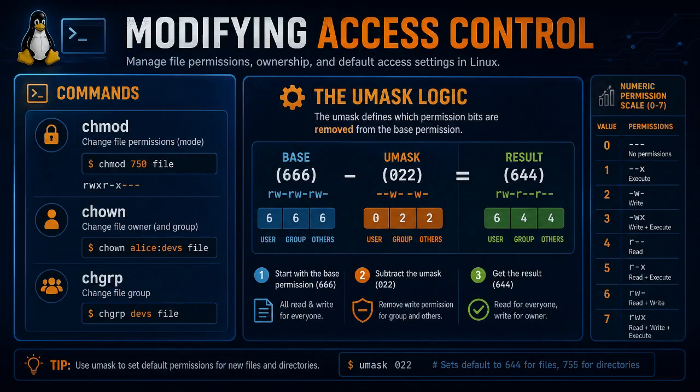One more piece that explains why new files never start out wide open. There's a umask value that gets silently subtracted from a default every single time something new is created. New files default to 666, new directories default to 777, and umask, commonly 022, gets subtracted from that. That's exactly why a fresh file usually lands at 644, and a fresh directory lands at 755. Type umask by itself to see your current value, or umask 027 to set a stricter one for the rest of your session.